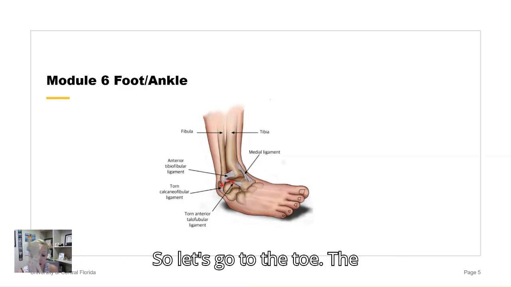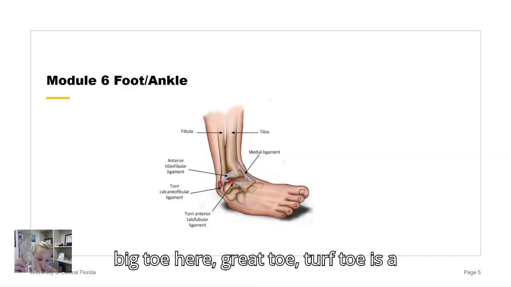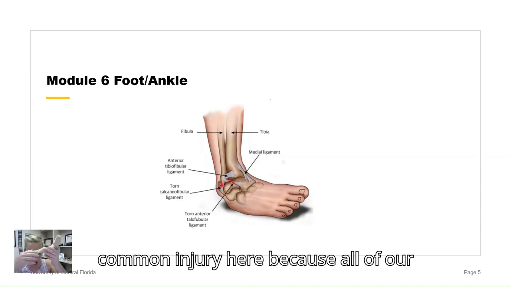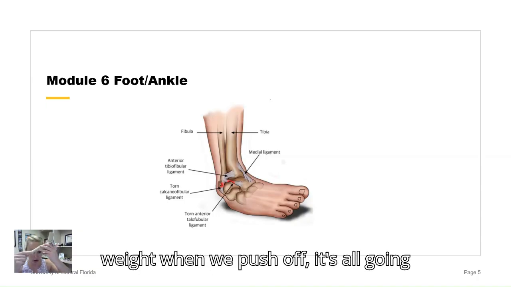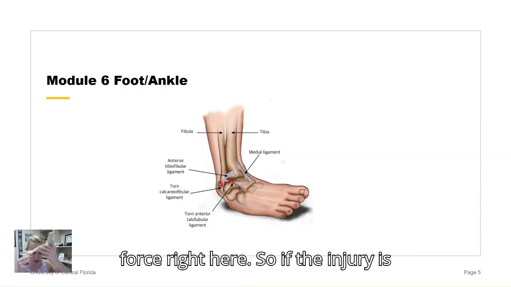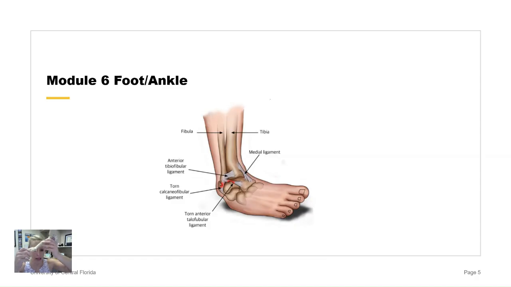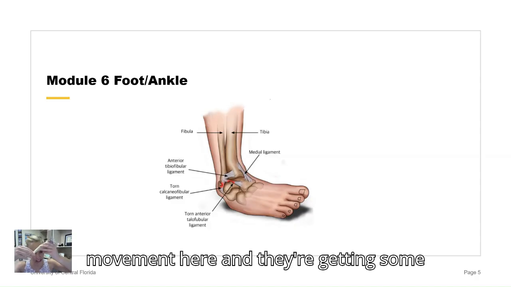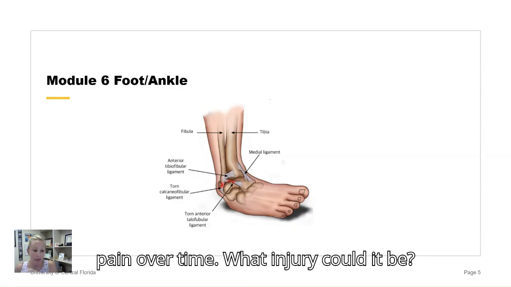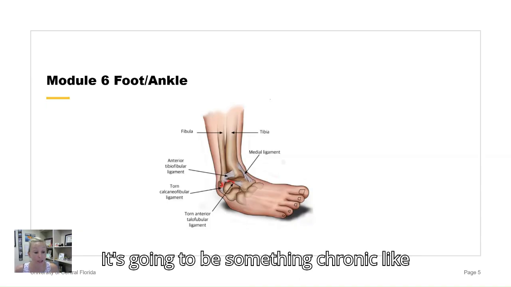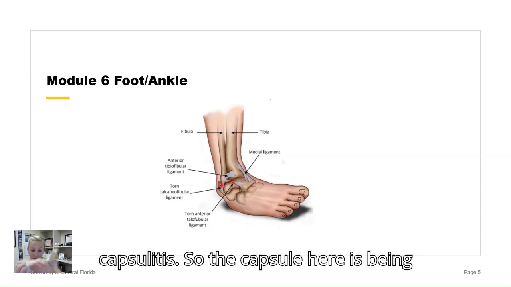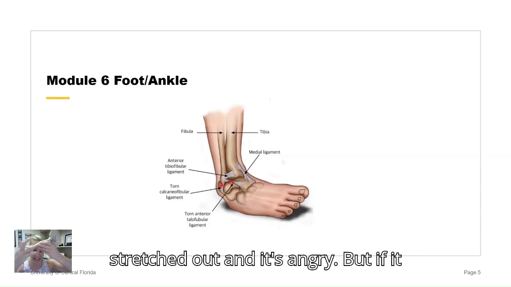So let's go to the toe. The big toe here, the great toe, turf toe is a common injury here, because all of our weight, when we push off, is going through this toe. So there's a lot of force right here. If the question is asking about a person having a lot of repetitive movement here and getting some pain over time, what injury could it be? It's going to be something chronic like capsulitis. So the capsule here is being stretched out and it's angry.